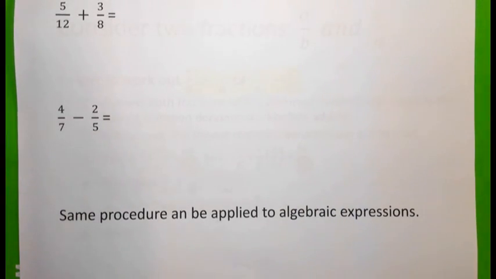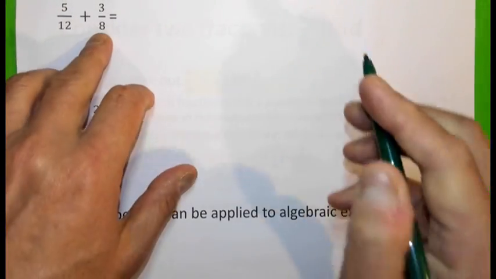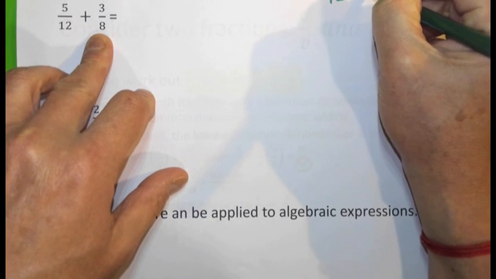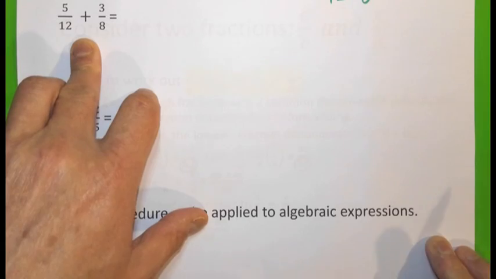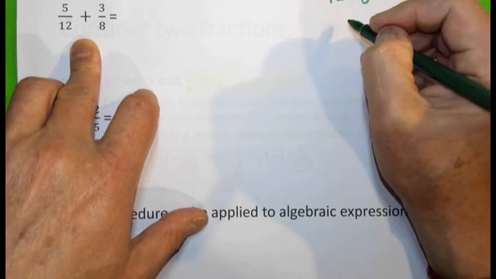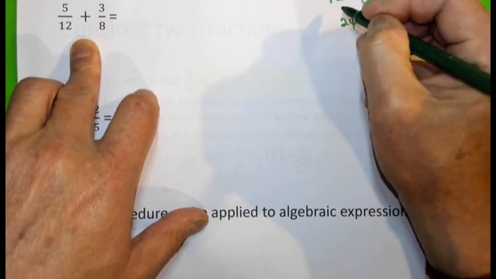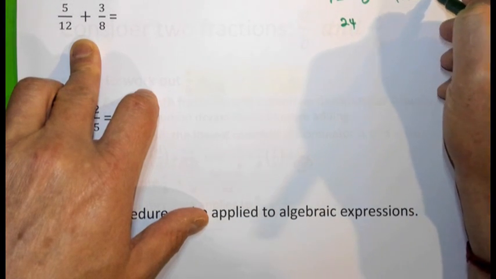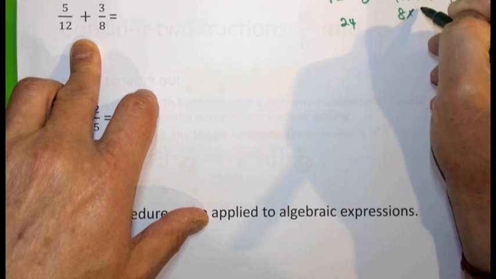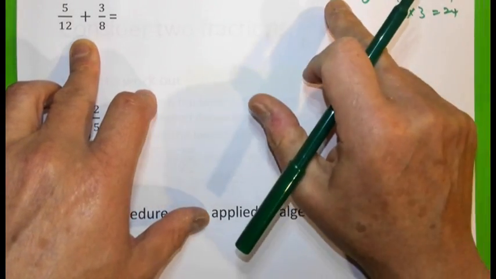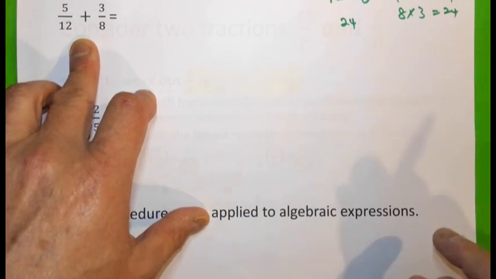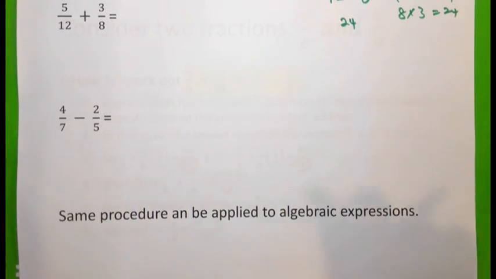First, 5 over 12 plus 3 over 8. Let's have a look at 12 and 8. What is the lowest common denominator? It's 24. 12 times 2 is 24, and 8 times 3 equals 24. Of course, if you like, you can use other denominators such as 48, but in this case, I'm going to use the lowest common denominator.